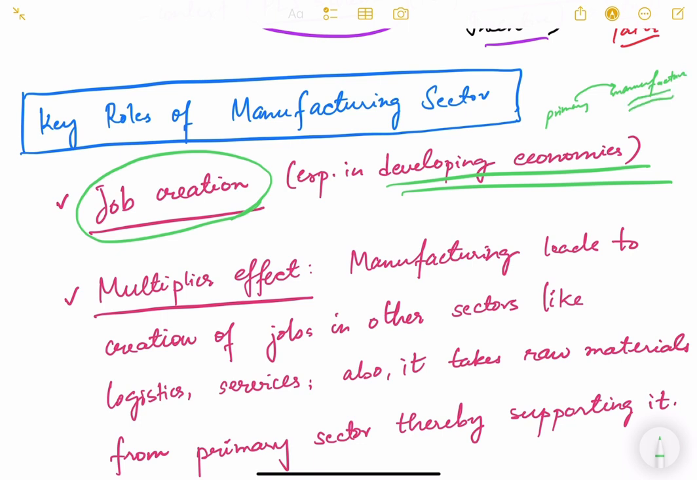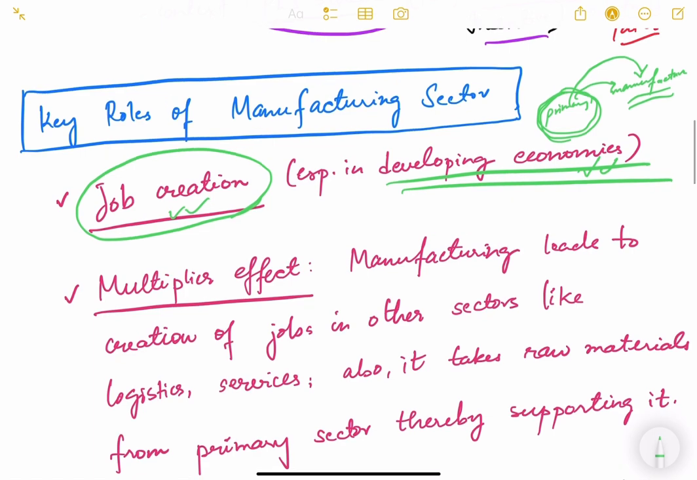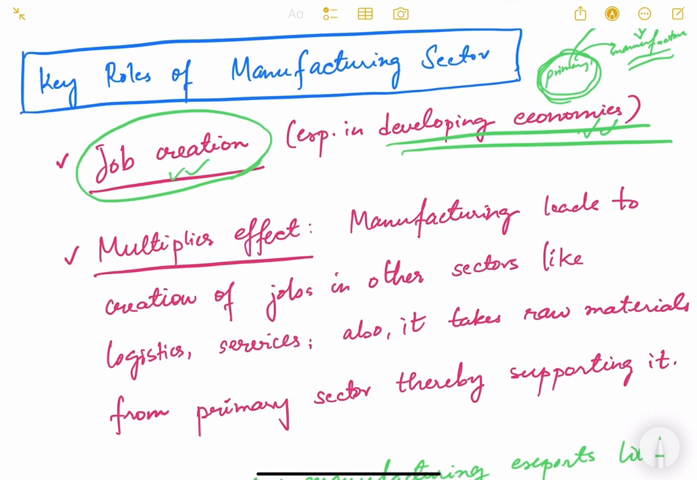base here, so that extra people who are working in the primary sector, underemployed people, can be switched to the manufacturing sector and new jobs can be created. So that is how your economy grows. Especially in developing economies, job creation is very important, and it is done by the manufacturing sector.